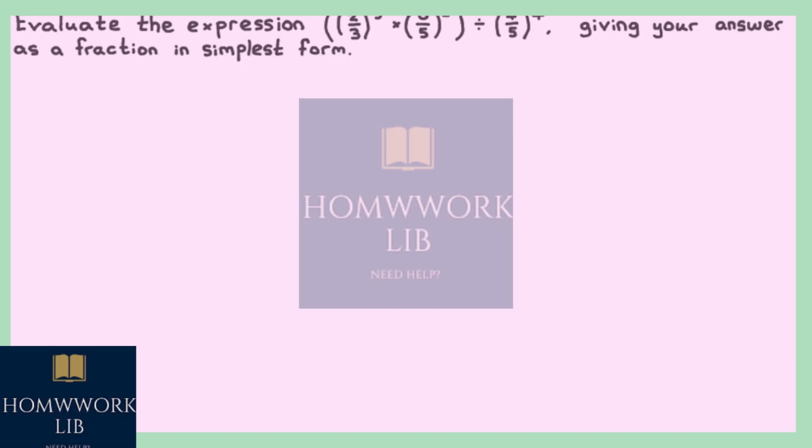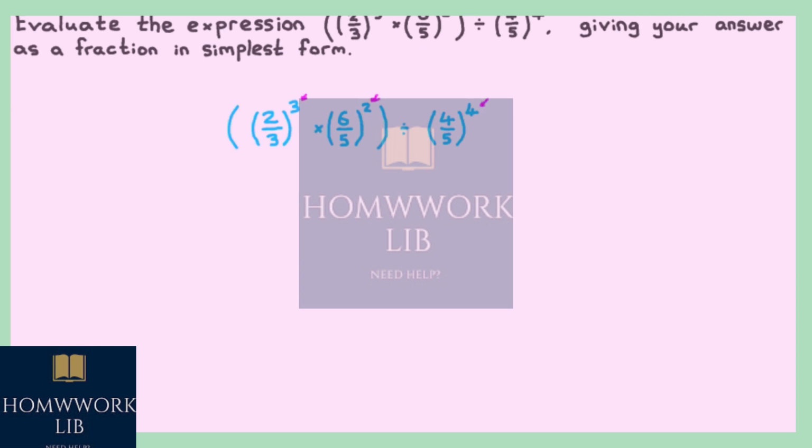Evaluate the expression (2/3) cubed times (6/5) squared, all divided by (4/5) raised to the 4th power, giving your answer as a fraction in its simplest form. In this question, we are given an expression involving the product and quotient of rational numbers raised to positive integer exponents, and we need to evaluate the expression, giving our answer as a fraction in its simplest form.